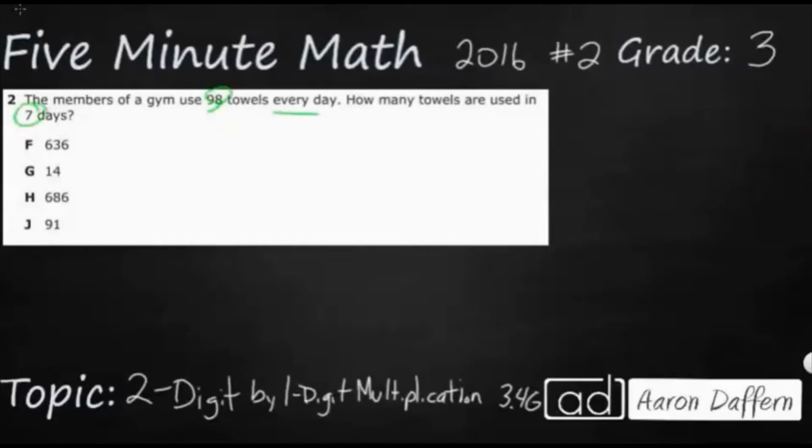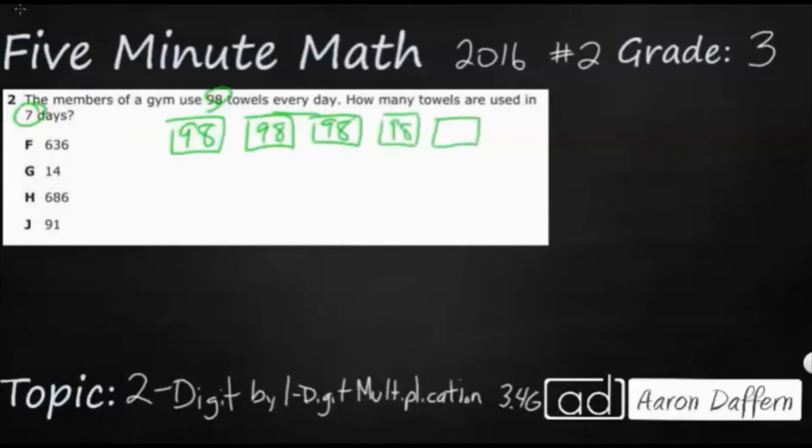So every single day, if I wanted to say this box is a day, then they're going to use 98 towels. And assuming they use the same number every single day, it looks like I'm going to have 7 groups of 98. Now, if I wanted to, I could add those numbers. Repeated addition would work, but that would be kind of long and hard. So let's look at different ways that we can do two-digit by one-digit multiplication.